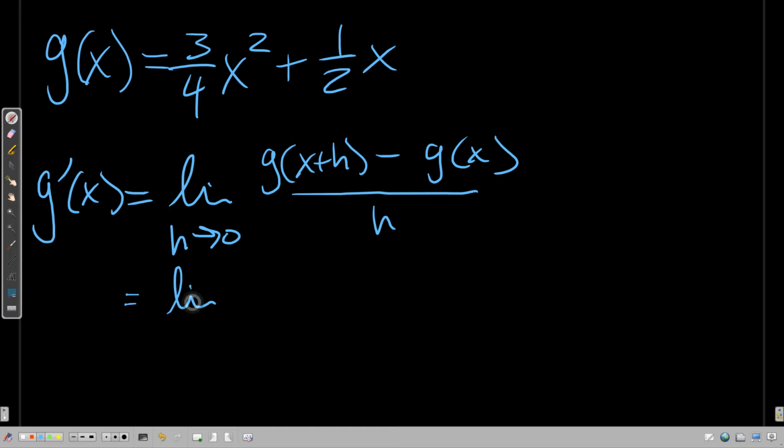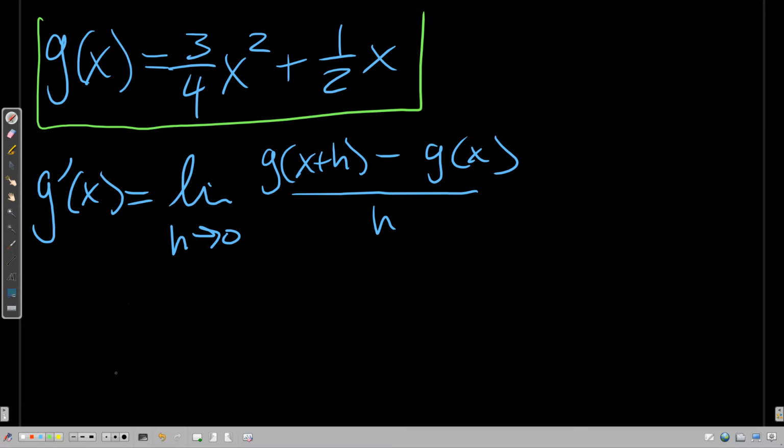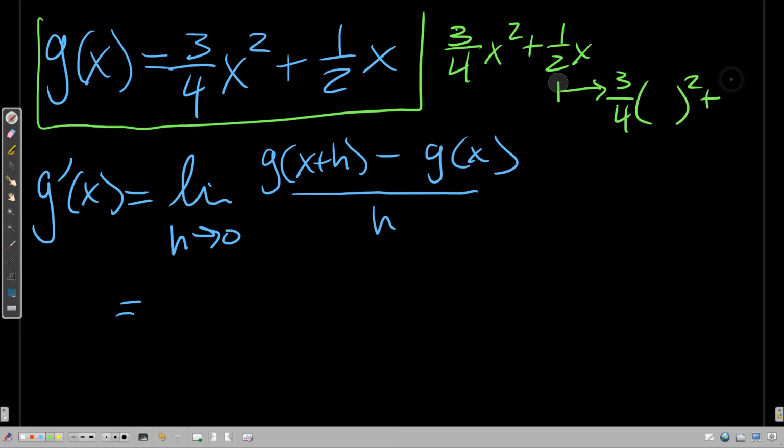So what I will do then is, looking back at my original definition of g of x, instead of it saying 3/4 x squared plus 1/2 x, I'm going to transform this in my mind so that it says 3/4 of this thing squared plus 1/2 times this thing. And this is what I really want to use.